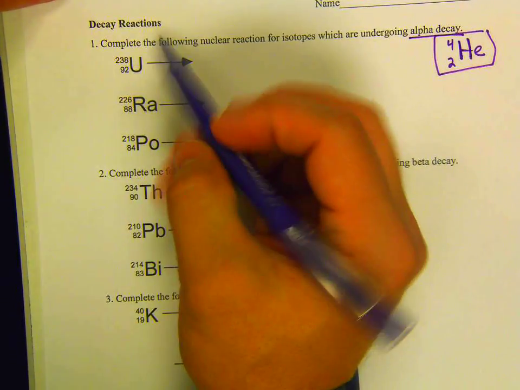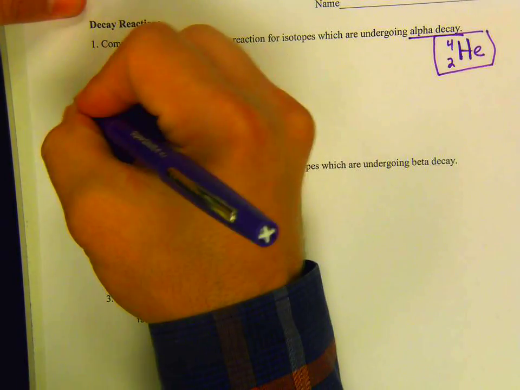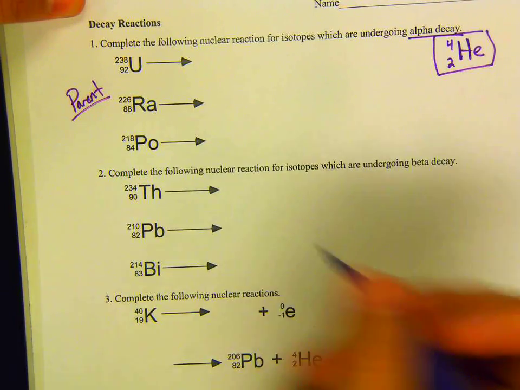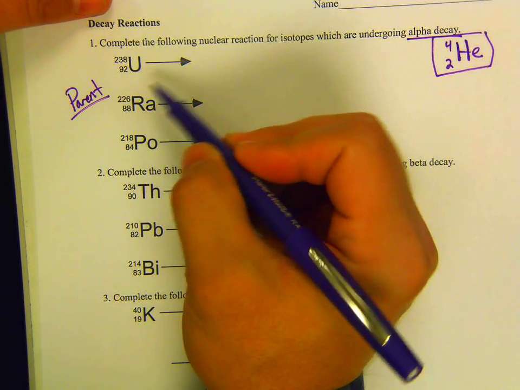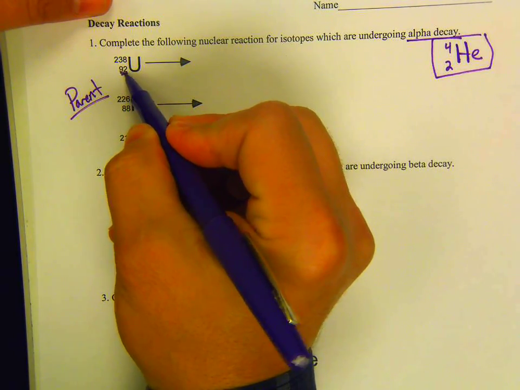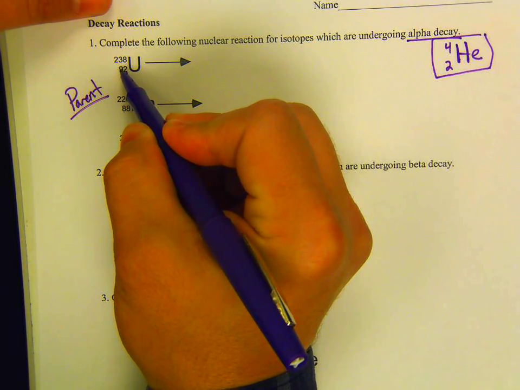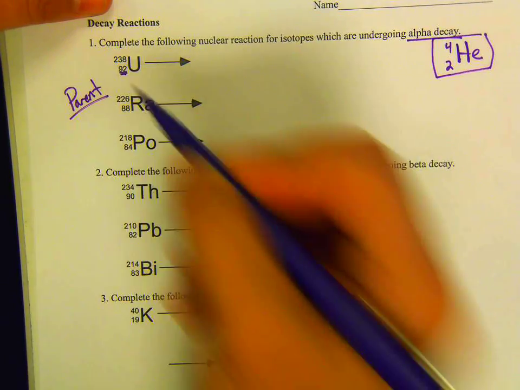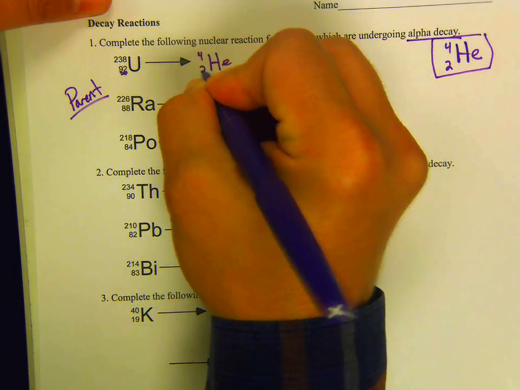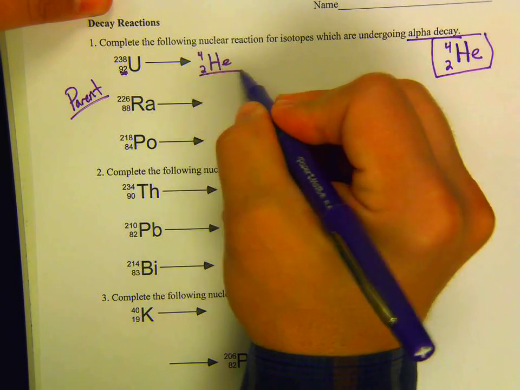A decay equation always starts with a parent isotope. On the left-hand side, we write the parent isotope. Let's consider when uranium-238 undergoes alpha decay. We also know that uranium is always element 92, so if we didn't have that 92 there, we could still fill it in. First off, let's get the He4/2 here. This is our alpha particle.